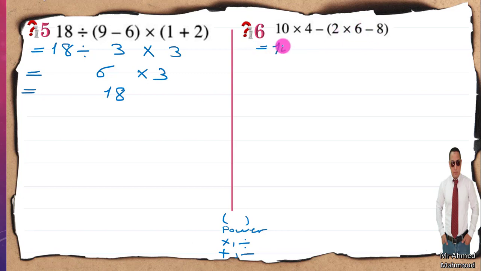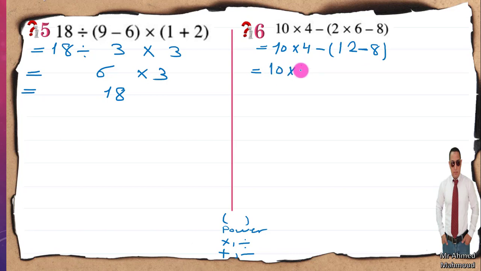Now, 10 times 4 minus, open brackets, 2 times 6 equals 12 minus 8. I'm doing this because I can't evaluate times and minus at the same time. So I'm going to start with times, then minus. Finally, I have to evaluate the whole bracket, 12 minus 8, which is 4.